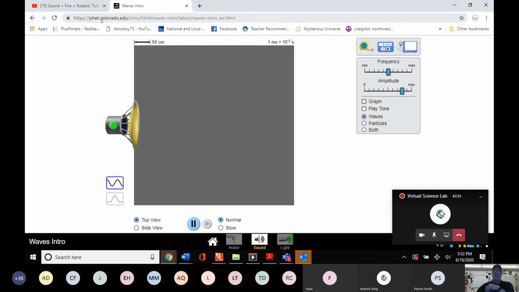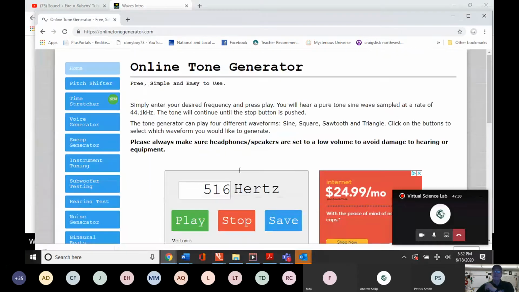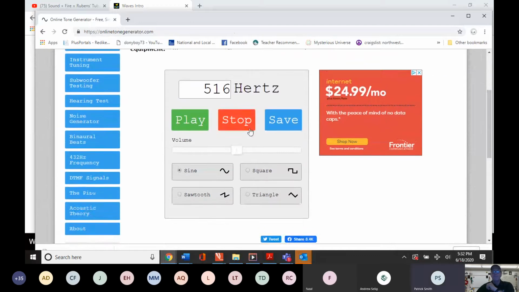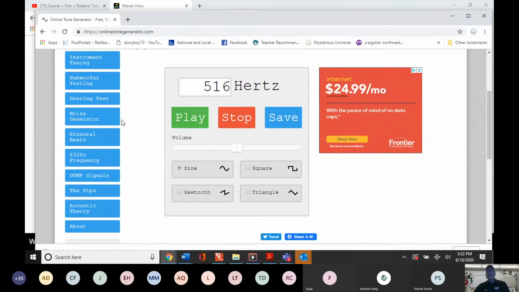There's a PHET, P-H-E-T, from Colorado. It allows you to do all these little interactives. And there's also another one, Physics Classroom Online. And can you see this online tone generator? Yes, we can. Okay, thank you. So students, you'll get very used to this. Can you hear that, Patrick?